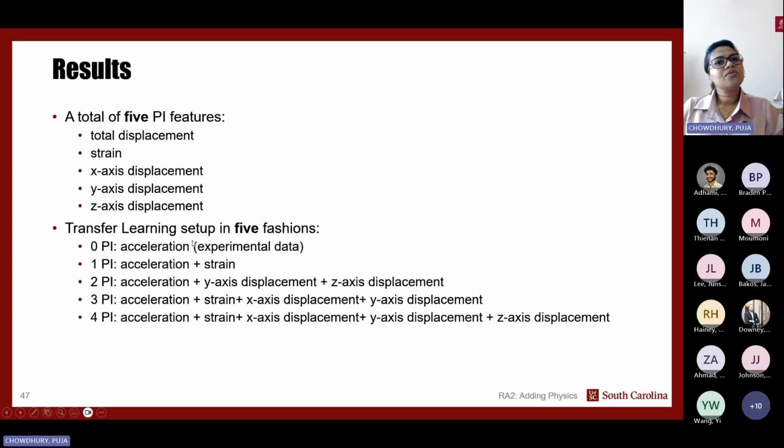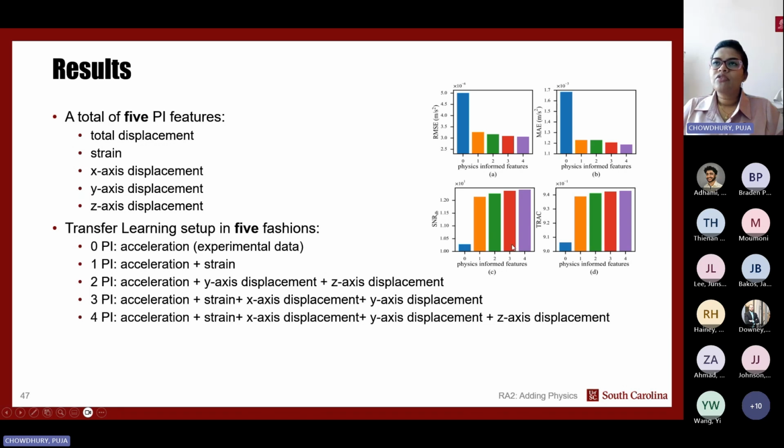Also, in the case of the transfer learning setup, we use five fashions of data. 0 PI, where we only have the acceleration, no PI feature. For 1 PI, we add strain. For 2 PI, we add Y, Z axis displacement. And for the other fashions, 3 and 4, we add more PI.